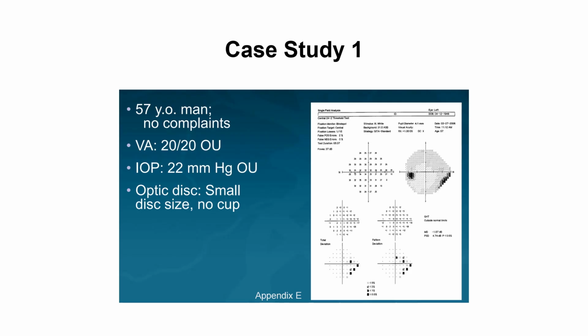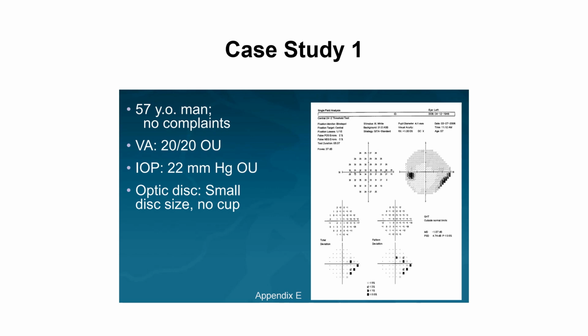Okay, now coming to the case studies, we'll explain some case studies in order for you to memorize by heart how to interpret a visual field, collecting all the data that we said in the previous slides. The first case: you have a 57-year-old man with no complaint, vision 6/6 in both eyes, with IOP 22 mmHg in both eyes, and a small disc size with no cup. You will follow the 5 rules that we introduced on how to interpret the visual field printout correctly.